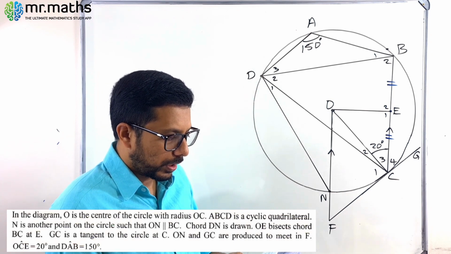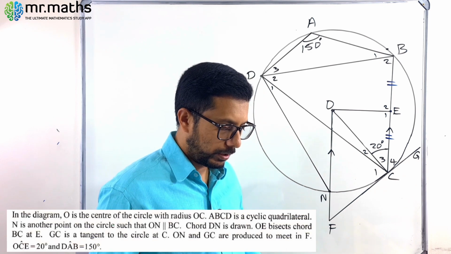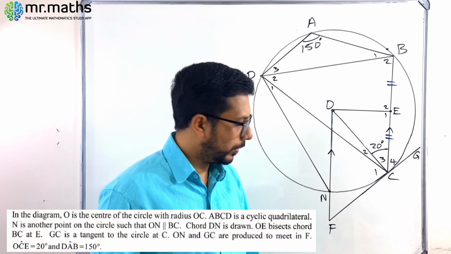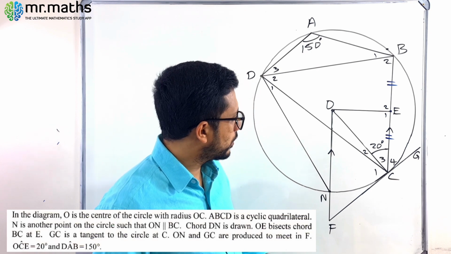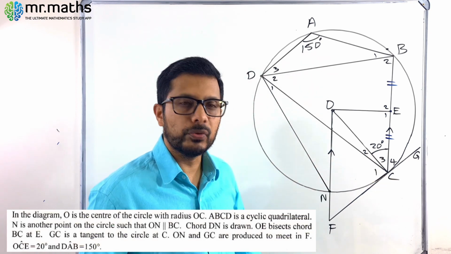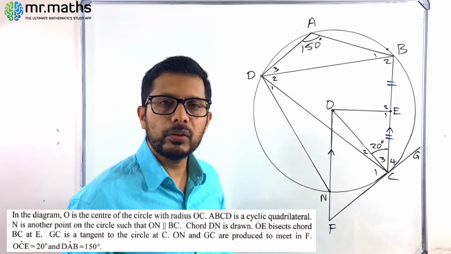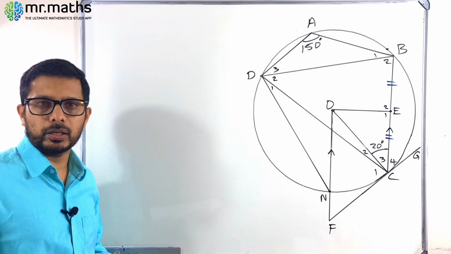GC is a tangent to the circle at C. So there is a tangent GC. Then ON and GC are produced to meet at F. This point is F. Angle OCB is 20 degrees, this angle is 20 degrees and this angle is 150 degrees. So these are the given information. Based on this we have to answer the remaining questions.